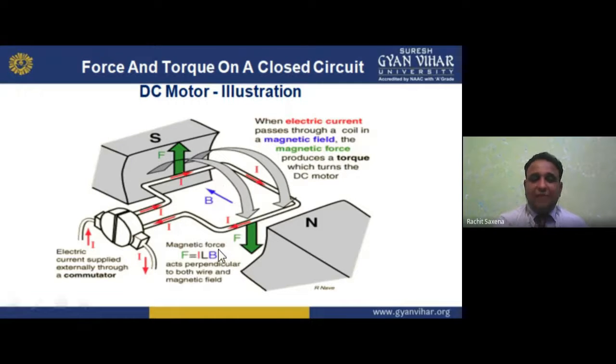Now see, the magnetic force, that is ILB, acts perpendicular to both the wire and the magnetic field. As I told you earlier, Lorentz force, magnetic field B, current I. If they are perpendicular to each other and to the force, then the force has a value, otherwise it is zero. Now the electrical current is supplied externally through a commutator. In a motor, we give supply through here, and in a generator we take the electrical output from here. I hope you understand this. This is the closed circuit.